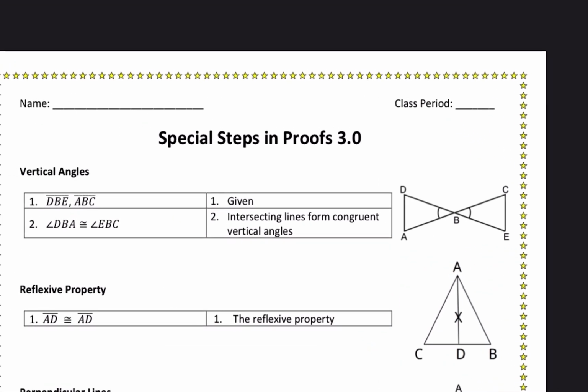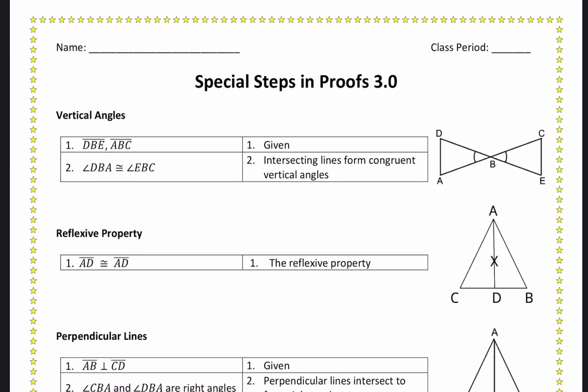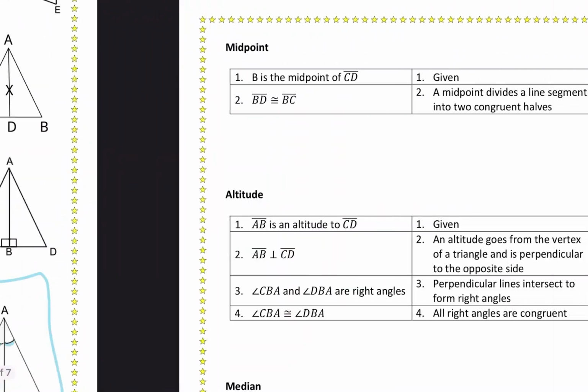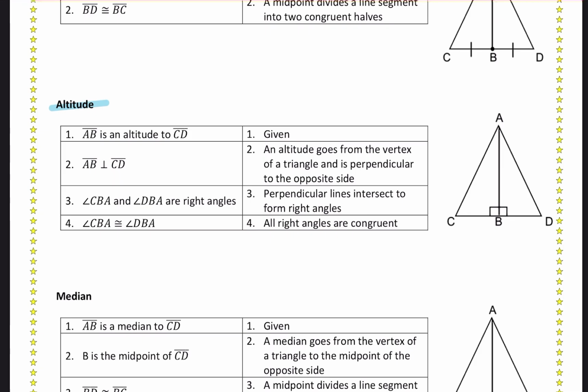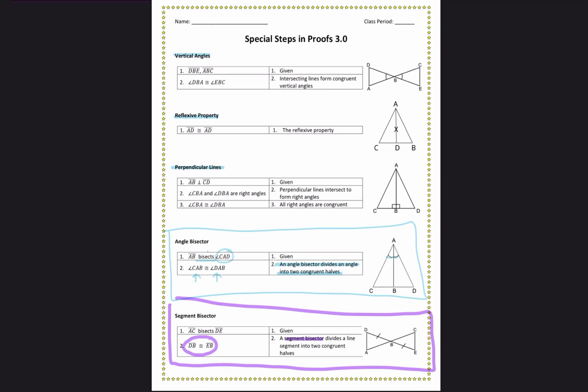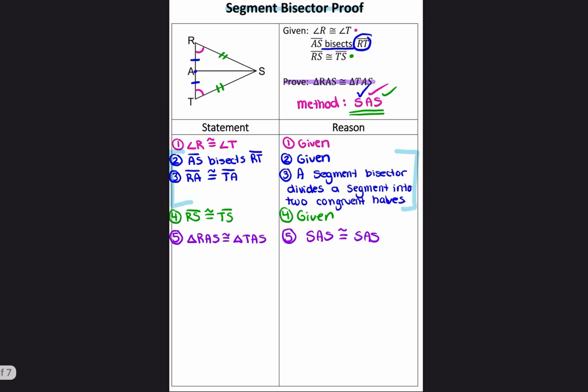It has all of our favorite things, right? It has vertical angles, it has the reflexive property, it has our perpendicular line routine, our angle bisectors, it has altitude, and everything that we've learned up until this point. So go ahead, study your special steps and proofs, come back to this video if you need any help, and let me know if you have any questions.